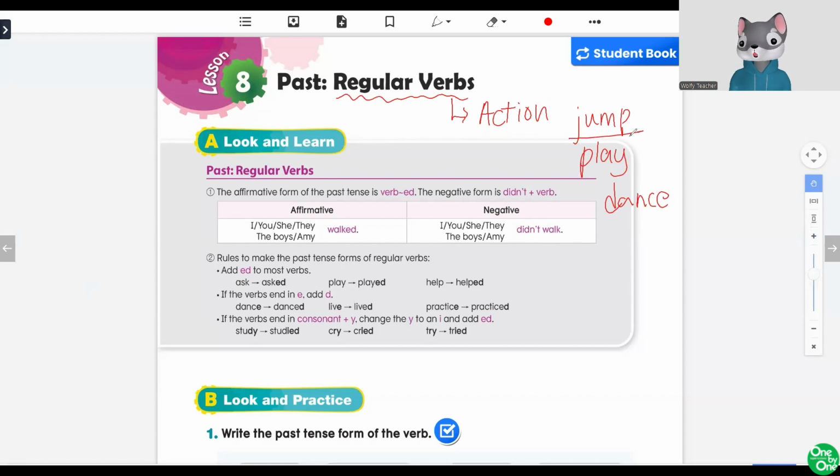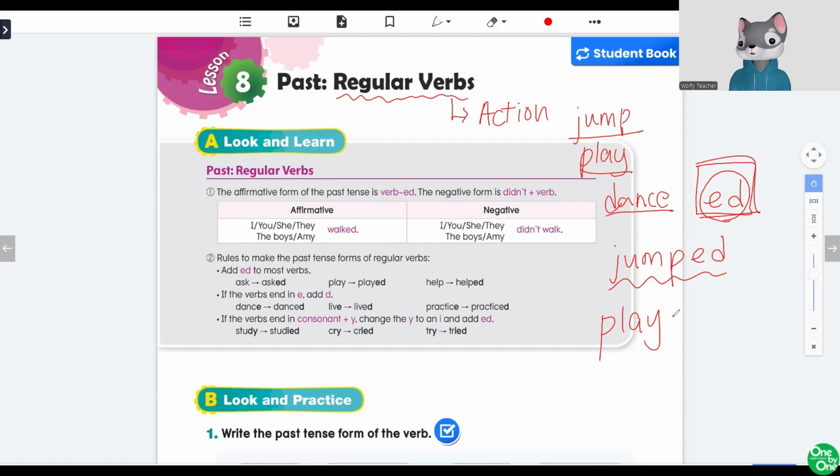Now, when we put these, jump, play, and dance, into the past tense, we usually need to put an ed at the end of the action word. For example, if I have the word jump and I want to put this into the past tense, then what I need to do is add an ed at the end, which makes jumped. Repeat after me, jumped. Now, what about play? Just like the rule, what do we need to put at the end? We need to put an ed at the end, which makes played. Played. What about dance?